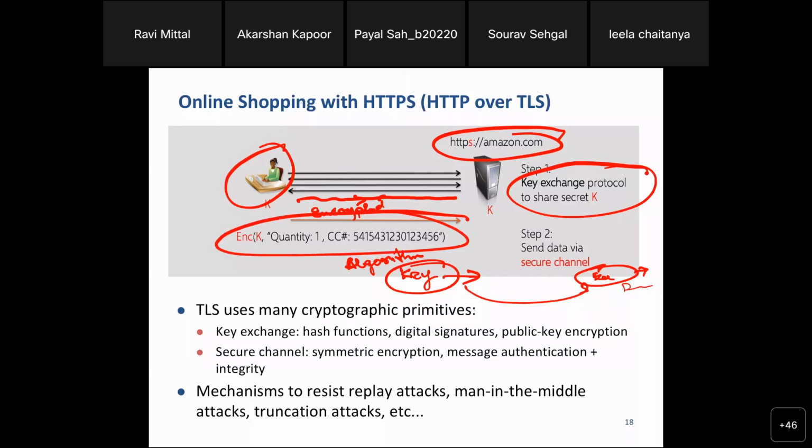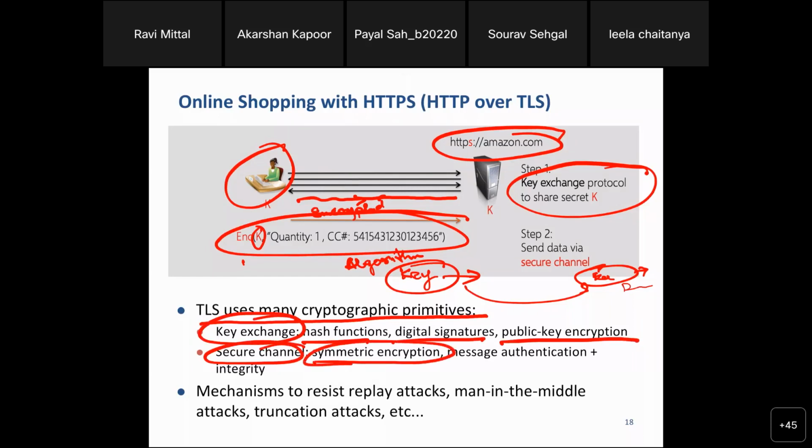Encrypted communication can happen because whatever you encrypt, the server can decrypt, and whatever the server encrypts, you can decrypt using the same key, say K here. So TLS uses many cryptographic primitives like hash functions, digital signatures, and public key encryption. These are used for key exchange, and to have secured channels, once keys have been exchanged, you have to send encrypted messages. So use symmetric encryption, message authentication, and integrity checks.